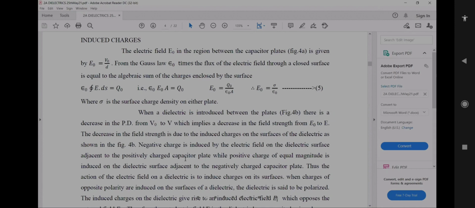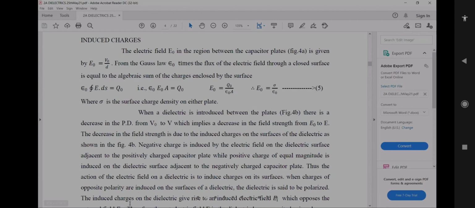The negative charge is induced by the electric field on the dielectric surface adjacent to the positively charged capacitor plate, while the positive charge of equal magnitude is induced on the dielectric surface adjacent to the negatively charged capacitor plate. Thus, the action of the electric field on a dielectric is to induce charges on its surface. When charges of opposite polarity are induced on the surfaces of a dielectric, the dielectric is said to be polarized.